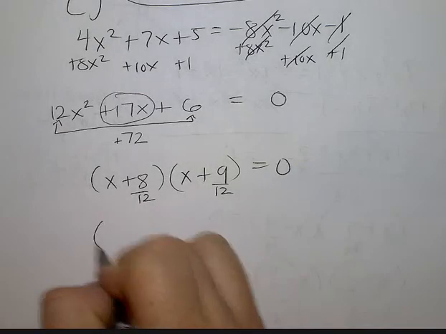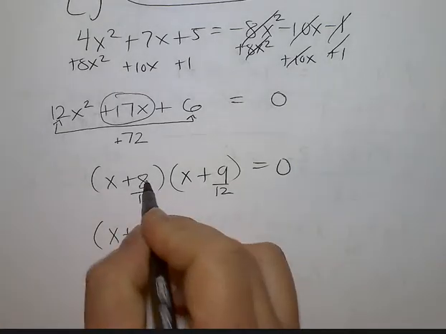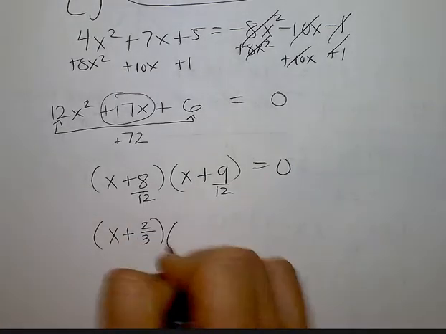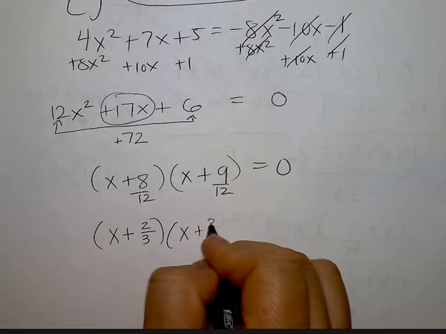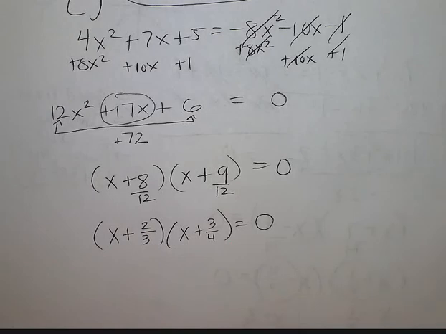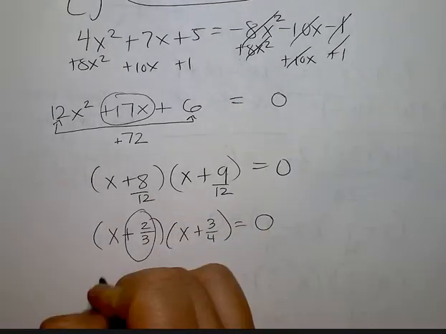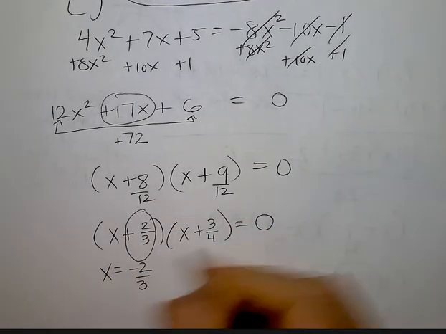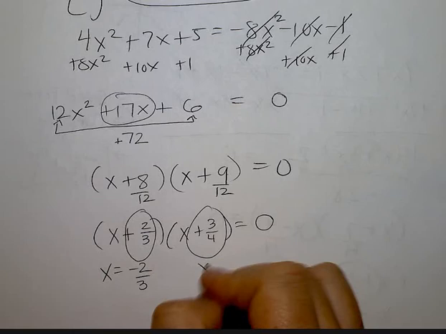Reduce the fractions if possible. Divide by 4, divide by 4, divide by 3, and divide by 3. So one x value is x equals negative 2/3, and the other is x equals negative 3/4.